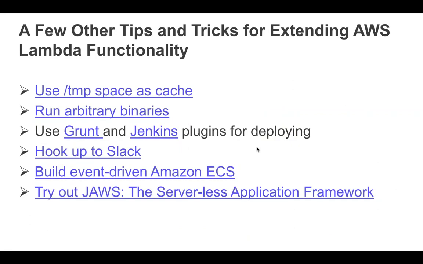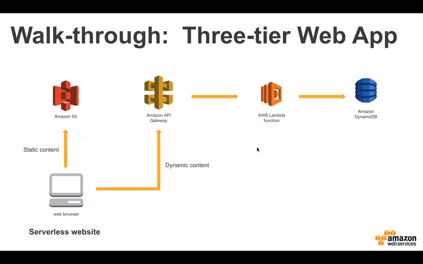A few other tips and tricks for extending Lambda functionality, and that's to use /temp space as cache when running your function. Make use of Grunt and Jenkins plugins. You can hook up Lambda functions to Slack, where you've got Lambda functions running based on conversations going on in a Slack channel. And there's also another one worth looking at, JAWS. It's a serverless application framework that a third-party customer has provided that allows you to manage your Lambda functions and help with the management of them. So some things to look at.